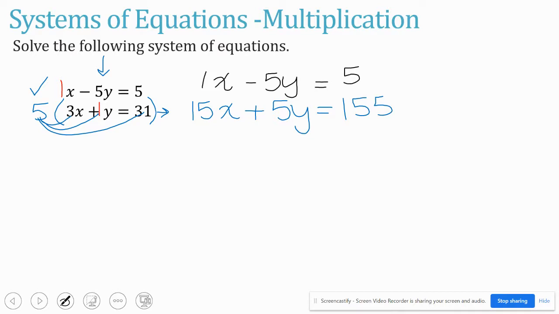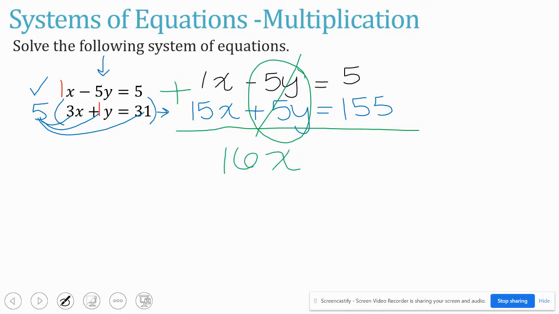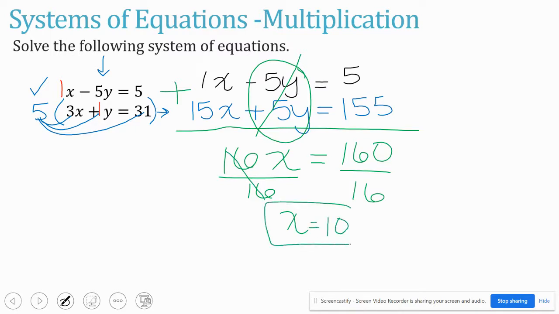Okay, so now we have a set of additive inverses here. Once we have that set, we can solve it as if we didn't have to do that first step. We're going to add these together. Here's my additive inverses. They cancel out. 15x plus 1x gives us 16x. And then 5 plus 155 gives us 160. Divide by 16 on both sides. And you get x equals 10. So that's our first value, x equals 10.